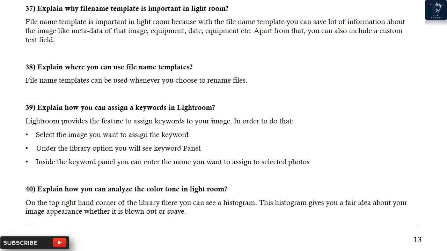40. Explain how you can analyze the color tone in Lightroom. On the top right hand corner of the library you can see a histogram. This histogram gives you a fair idea about your image appearance, whether it is blown out or not.